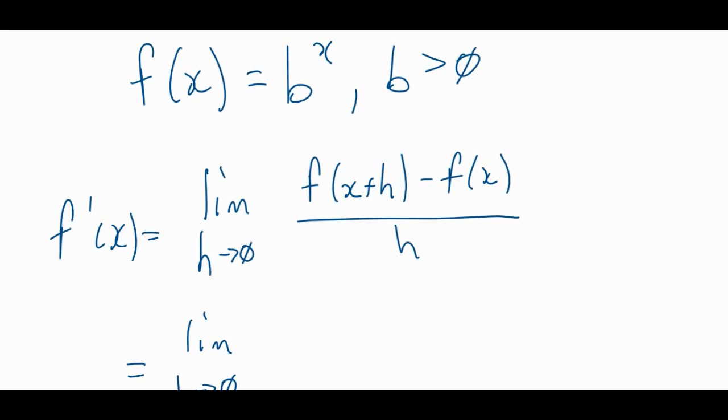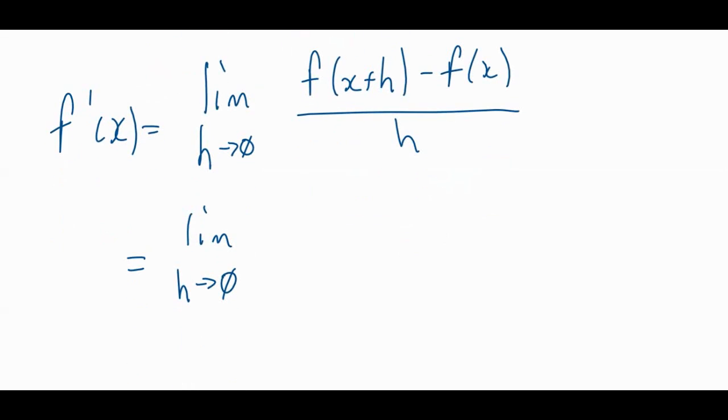minus b to the x. Instead of f of x, we just put b to the x. We're subbing into this. So yes, now you're on the right track. Daniel, did you get something? b to the x plus h minus b to the x over h. So logs maybe, but let's not do that.